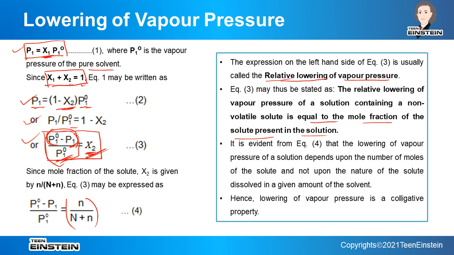So from equation 4, what we can say is that lowering of vapor pressure of a solution depends upon the number of moles of solute and not upon the nature of the solute. Here it is simply the number; there is no expression which is related to the nature of the solute. That is why it is a colligative property. So we can now say that lowering of vapor pressure is a colligative property, because in the final expression there is no expression which is related to the nature of the solute.